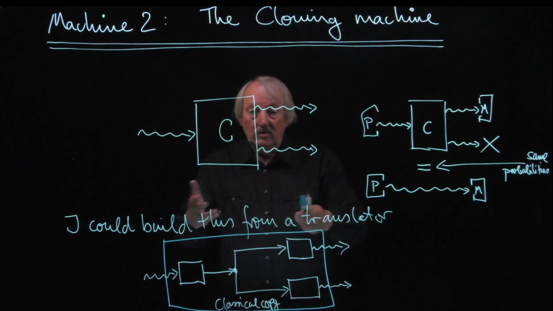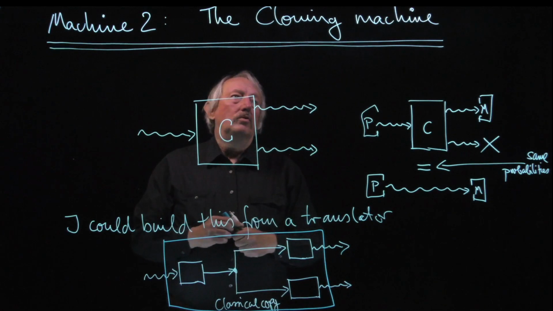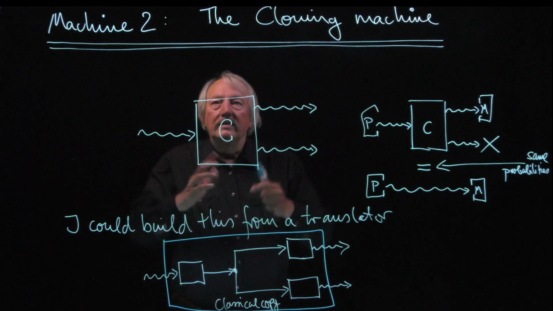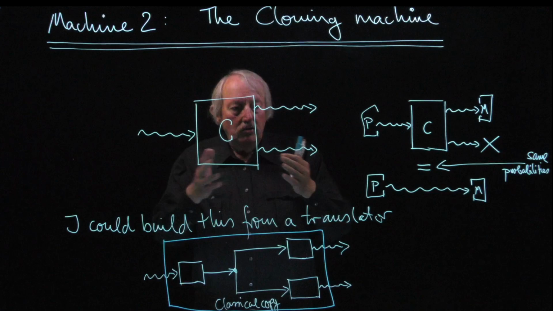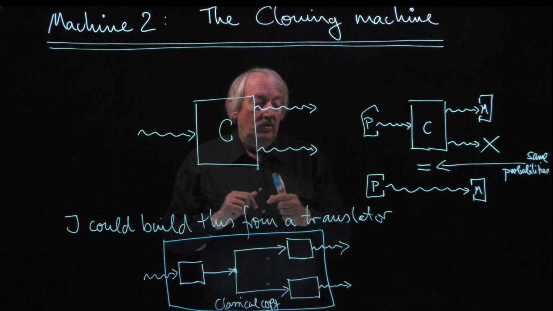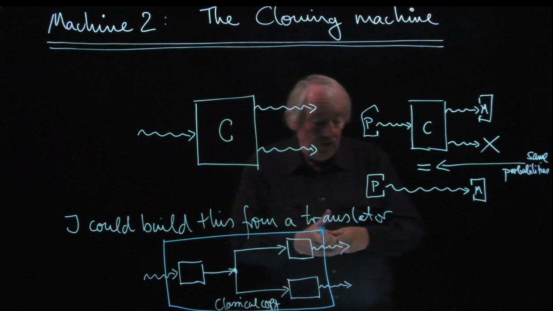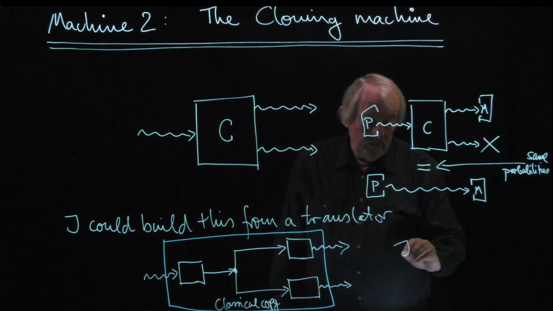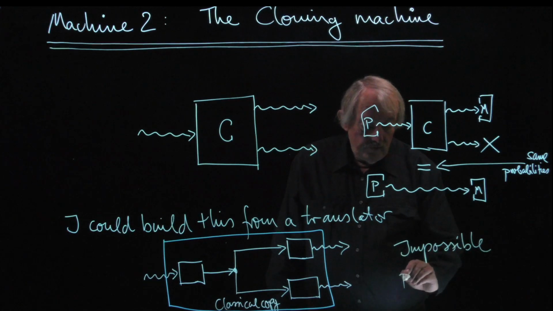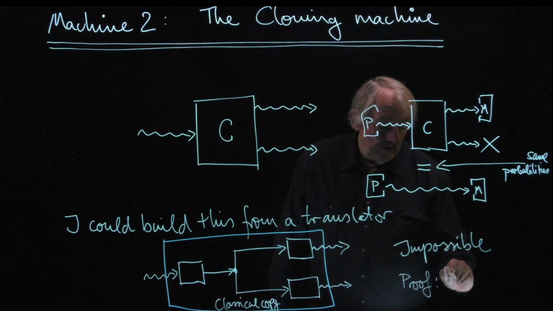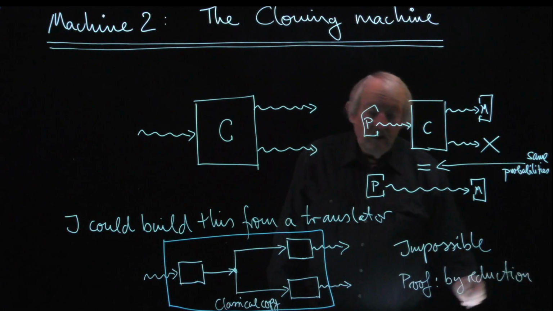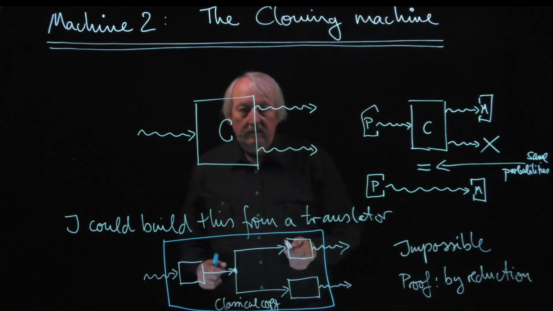Okay, so now why is the cloning impossible? There's something called the no cloning theorem, which is very famous, and I could cite that now. But then, in order to show that to you, I would need the whole formalism of quantum mechanics. I don't want to do that, right? So the cloner is impossible, and the proof is by reduction. Same idea, right? So we'll get to our next machine, and in passing, we'll have proved the no cloning theorem.